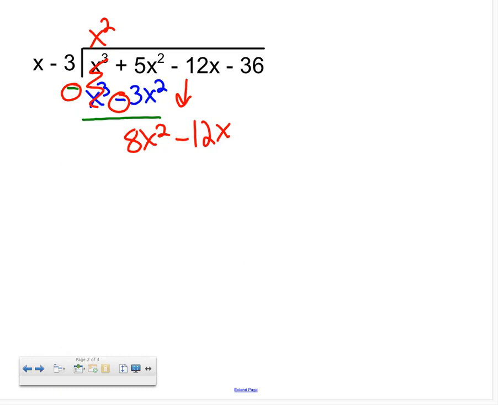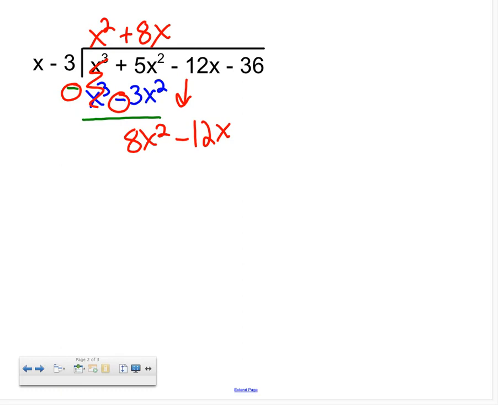So now my leading digit is 8x squared on the inside. So I'm going to ask myself, how do I get an x to be an 8x squared? Well, I need to multiply by the 8 first. And then I need to multiply it by an x. That would make the x squared. So multiply by 8 and x. Write that up top there.